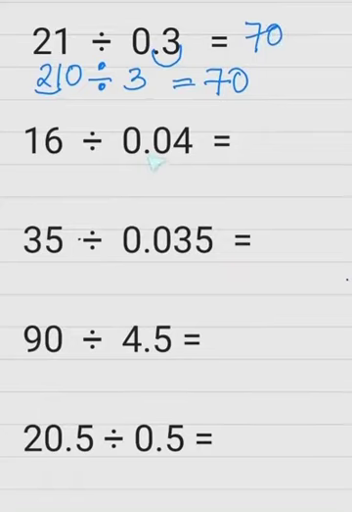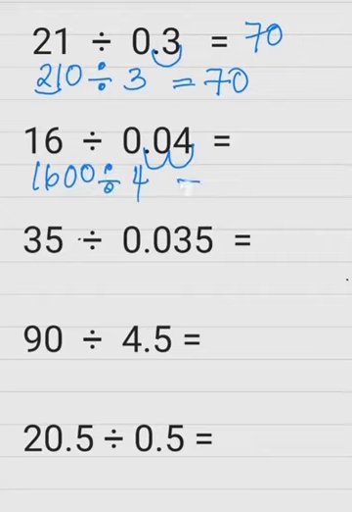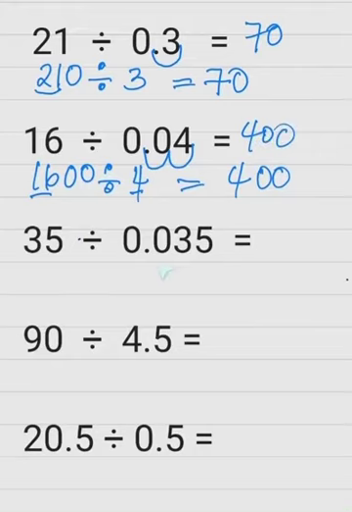Now here, we're going to move 1, 2. So we have 16. Then the decimal point is here, so we need to add 2 zeros. Divided by just 4. And now 16 divided by 4 is equal to 4. And then add 2 zeros. So 400.